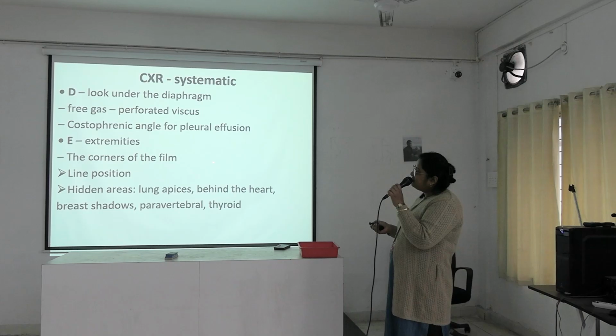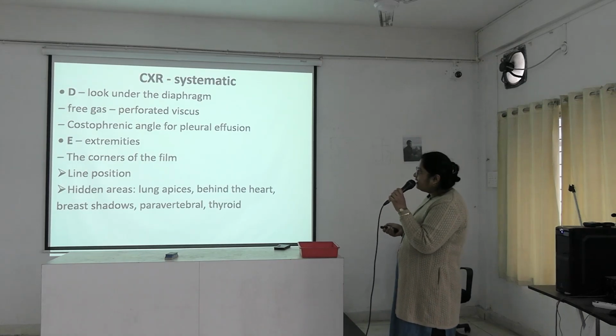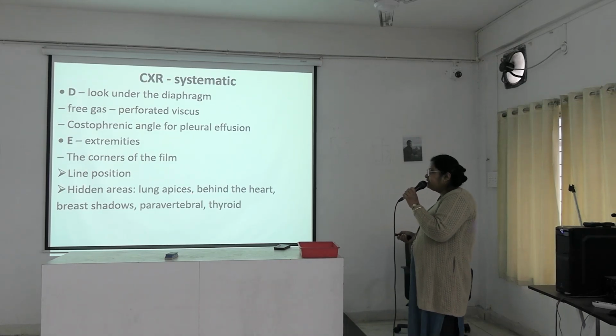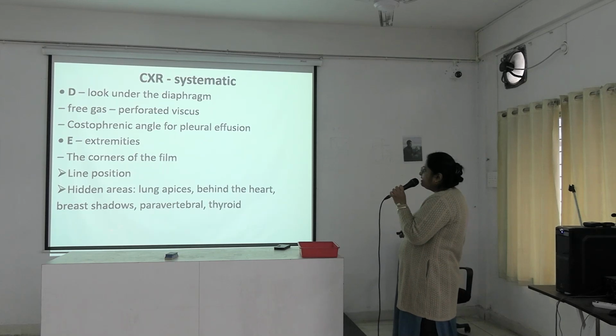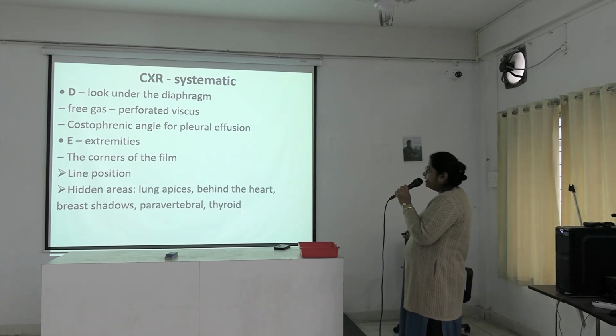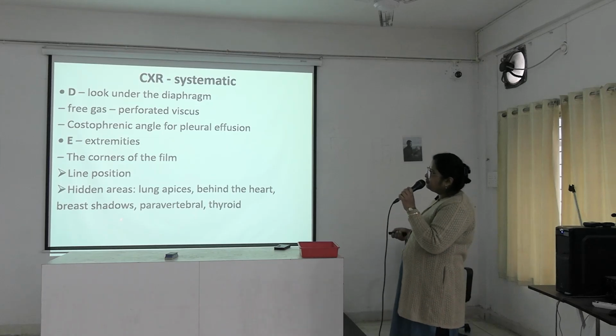Next, you see the extremities, the corners of the field, the line positions, and hidden areas like the lung apices, behind the heart, breast shadows, paravertebral areas, and thyroid. These areas you have to see.